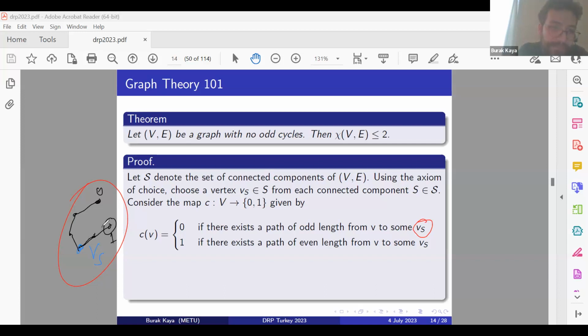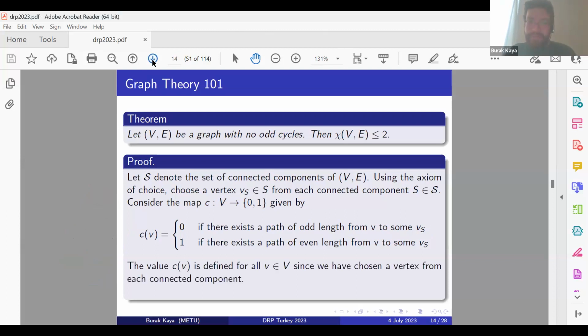Now, if there's an even path and this is colored to 1, then this must be colored to 0. Okay? And then this will be colored to 1, and this will be colored to 0, this will be colored to 1. So this function is going to do exactly the process that I described. And here are the important parts. You may think that this is not defined for every V. Because I have chosen a base point from each connected component, every vertex V can actually be connected to some VS via some path. So this is always defined because I have chosen one point from every connected component.